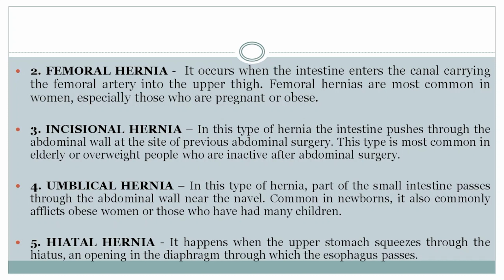So when weakness of that muscle occurs, the weakness occurs at that region, then the upper stomach squeezes through the hiatus, an opening in the diaphragm through which the esophagus passes. So the upper stomach squeezes through that opening. This is known as hiatal hernia.